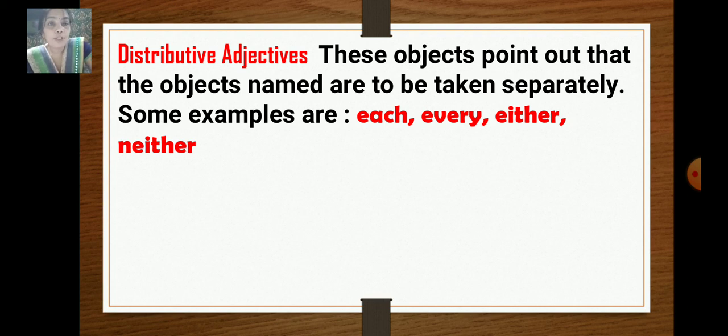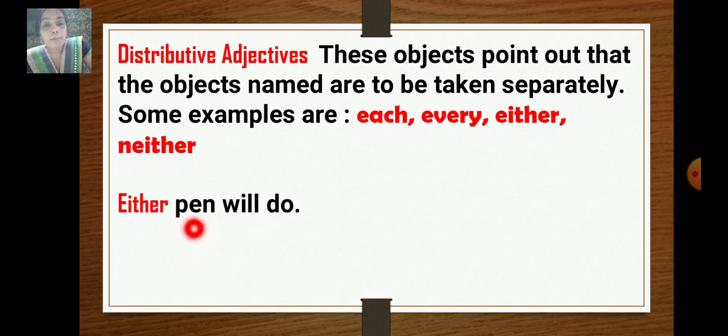The objects point out that object names are to be taken separately or in a group. Okay, let's see the example. Either pen will do. So here we are mentioning the object. Either this pen or that pen. So the word either is a distributive adjective.